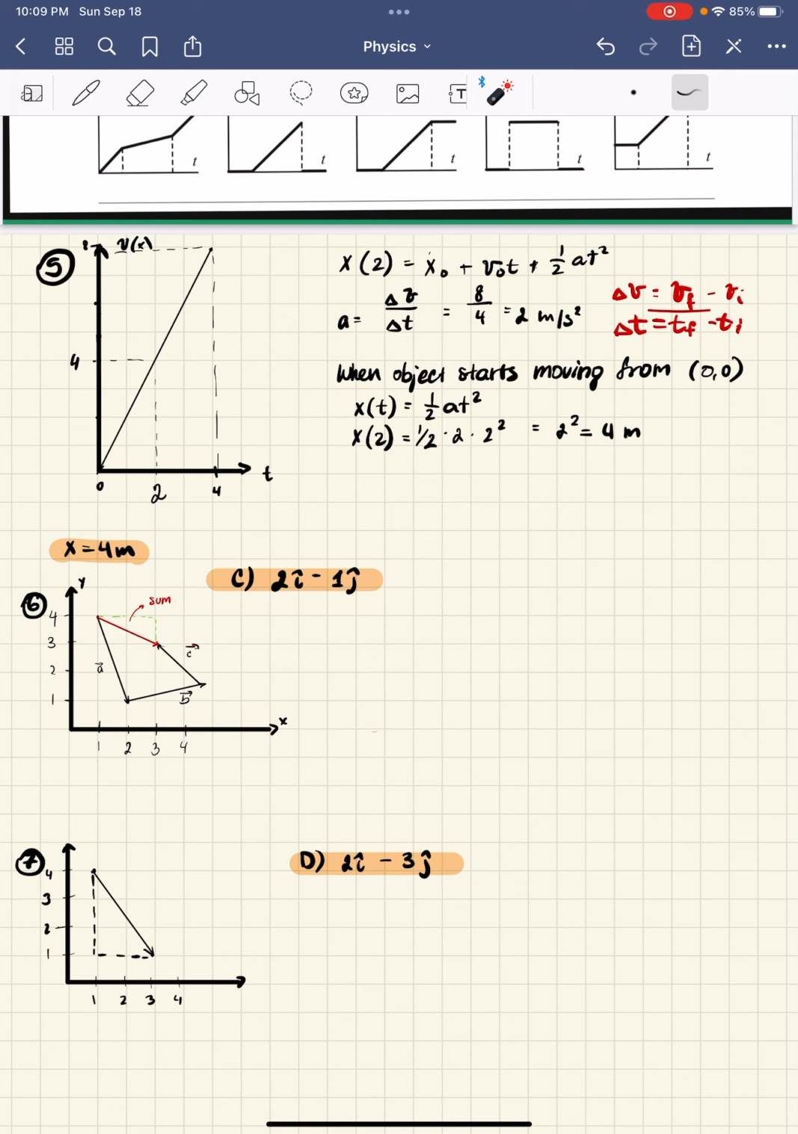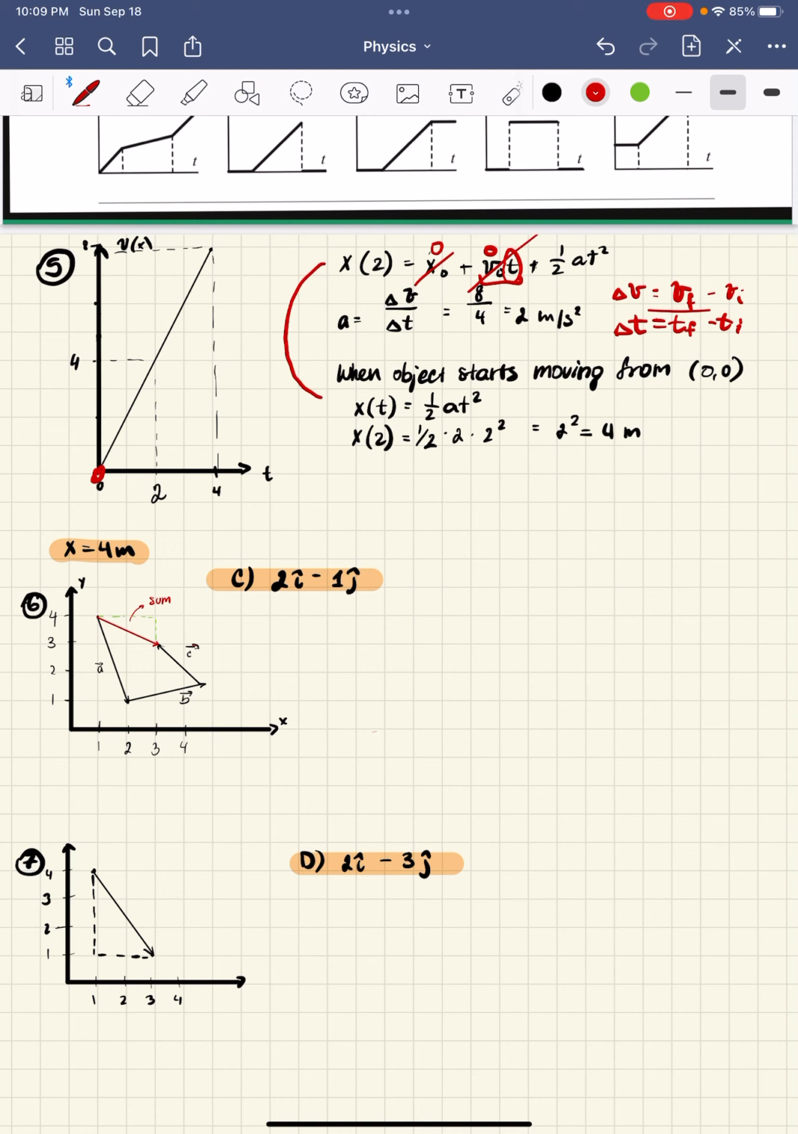We know that the object starts from 0, 0, where time equals 0 and displacement equals 0, right? So the initial position is 0. V initial is also 0. When we multiply, it's going to cancel. Since it's 0, we don't need it. 0 multiplied by any number is also going to be 0.